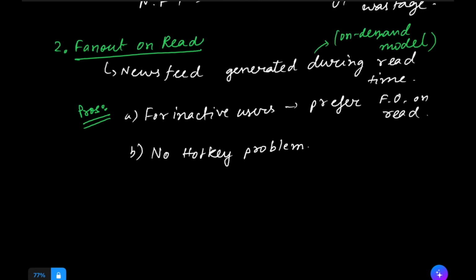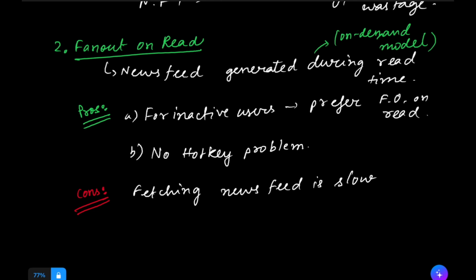But the disadvantage is, unlike fan out on write, where a user posts and it is immediately populated to the newsfeed cache, there is a latency involved here, since the newsfeed cache is not updated with the latest posts of the user's friends or followers. So fetching the news feed is slow, since it is not pre-computed.